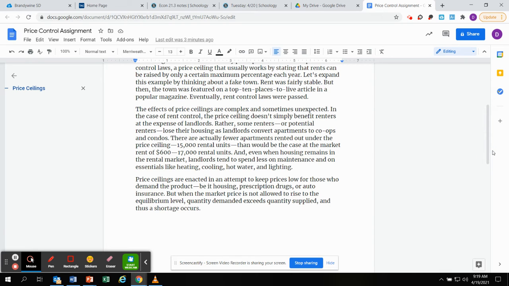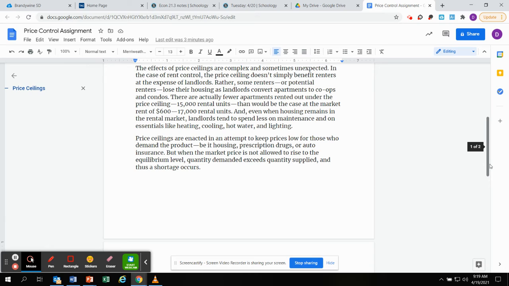In the case of rent control, the price ceiling doesn't simply benefit renters at the expense of landlords. Rather, some renters or potential renters lose their housing as landlords convert apartments to co-ops and condos. There are actually fewer apartments rented out under the price ceiling. 15,000 rental units then would become the case, then would be the case at the market rent of $600, 17,000 rental units. And even when housing remains in the rental market, landlords tend to spend less on maintenance and on essentials like heating, cooling, hot water, and lighting.